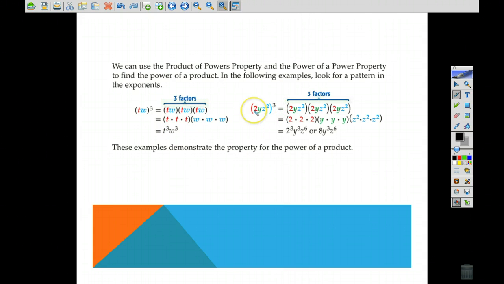So 2 to the third power, y to the third power, z squared to the third power. So z squared to the third. Remember, you're going to multiply those two numbers and it becomes z to the 6th power. Now, when you simplify this, the only thing you can simplify is 2 to the third, which becomes 8. So 8y to the third, z to the 6th.